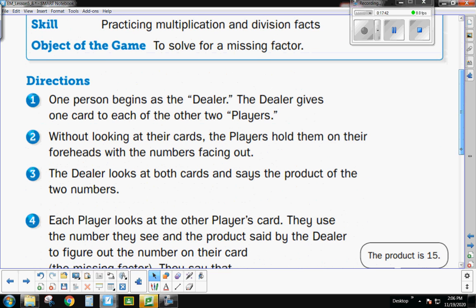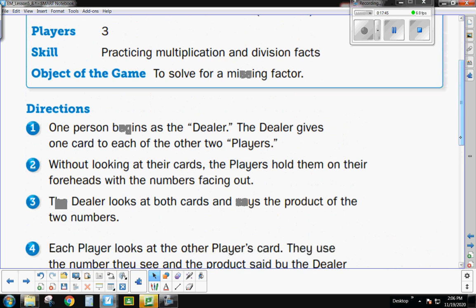All right, so when you're playing the game, you're practicing multiplication and division facts, and you're trying to solve for a missing factor. Now, we know that factors are numbers you multiply together in a multiplication problem, but you're always going to have a missing factor. You've got to figure out what that missing factor is.